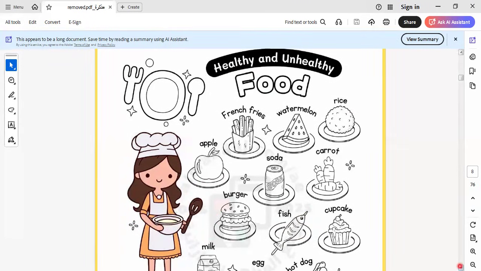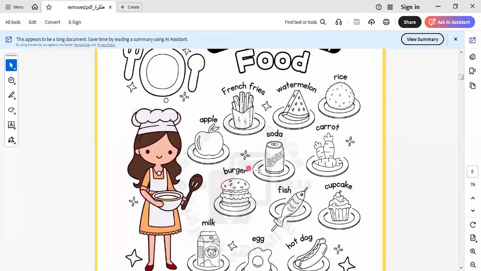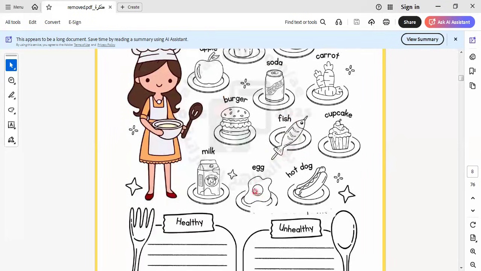Let's do the notes. Here we say, where is the healthy food? Here is healthy, here is healthy, here is healthy. Egg is healthy, and here is healthy. Is the hot dog healthy? No, it's unhealthy. So I put it here to say this is unhealthy. Cupcake is unhealthy. Is a burger healthy or unhealthy? So I put it here as unhealthy.